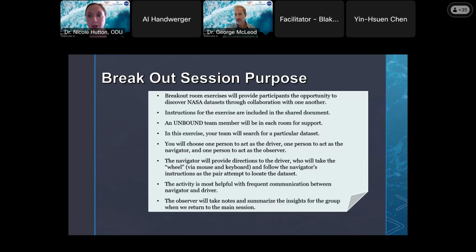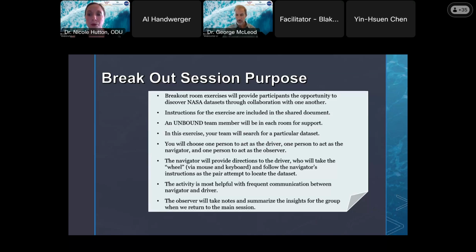Also, a quick introduction to the purpose of the upcoming breakouts, which should be familiar from last week if you were here. Exercises will provide participants the opportunity to discover NASA datasets through collaboration with one another. Instructions for the exercise are included in the shared document, the participant guide. An UNBOUND team member will be in each room for support. In this exercise, your team will search for a particular data set. You will choose one person to act as the driver, one as the navigator, and one as the observer.